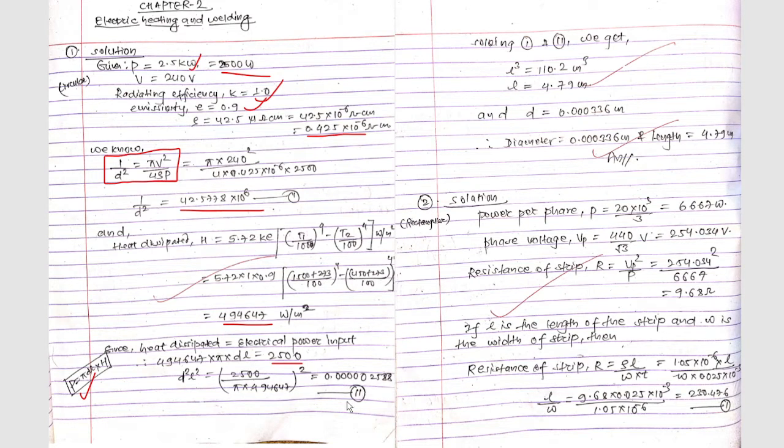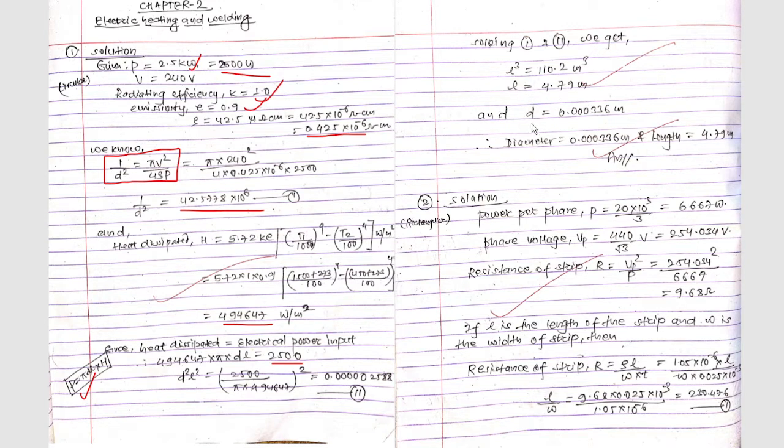Now here we have obtained equation 1 and equation 2. In equation 1 we have the relation for 1 upon d square. In equation 2 we have d square L square. On solving equation 1 and 2, we will get the value of L, and the value of L is going to be 4.79 meters.